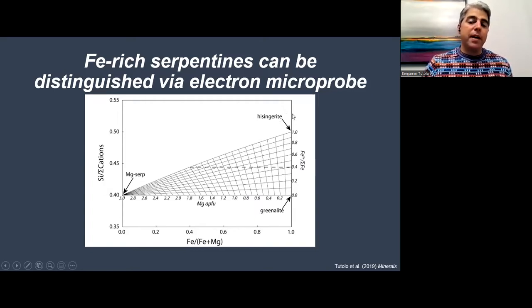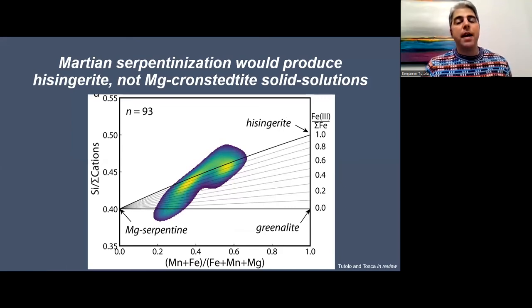If we then do a kernel density estimate of all of the analyses we have of oxidized iron in serpentinized rocks of the Duluth complex, a total of 93 analyses, what we see is a trajectory clearly going towards hisingerite, a solid solution between the magnesium serpentine, like lizardite or chrysotile, greenalite, and hisingerite, and not this magnesium Tschermak's substitution that we would have seen before. If we had that, we would expect the silicon actually to be reducing as this reaction occurs, because that's a coupled substitution for the silica tetrahedra.